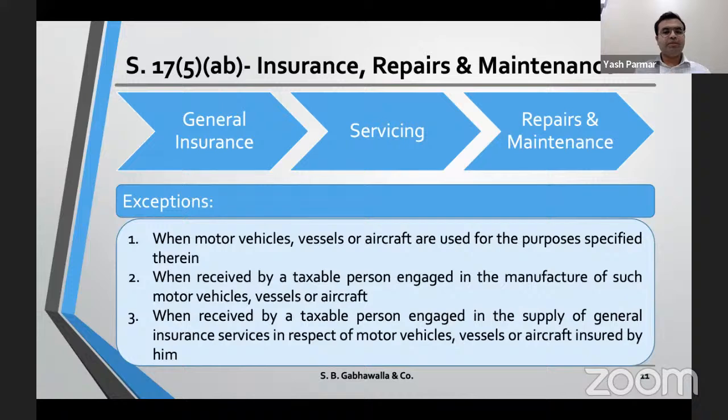Second exception is when received by a taxable person engaged in manufacture of such motor vehicles, vessels, or aircraft. So the manufacturer of vessels, motor vehicles, and aircraft can claim ITC of general insurance, servicing, and repairs and maintenance of these vehicles. The last exception is when received by a taxable person engaged in supply of general insurance services in respect of motor vehicles, vessels, or aircraft insured by him. So an insurance company insuring a motor vehicle, vessel, or aircraft can claim ITC of the insurance expense if he is further giving it as sub-insurance. So these are the exceptions.